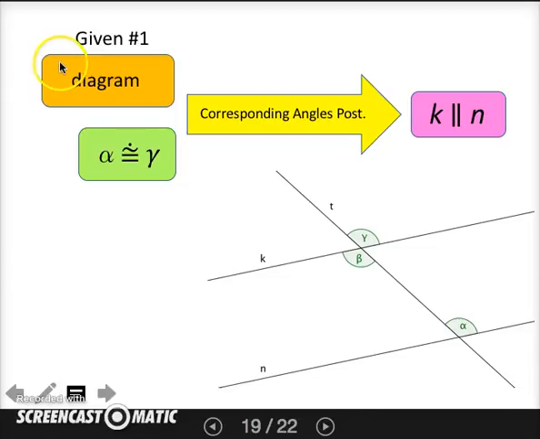Given the diagram, and given that alpha is congruent to gamma, we have the corresponding angles postulate, which we just learned at the beginning of this video, which says that if we have two corresponding angles that are congruent, we can be sure that the two lines are parallel. So by that postulate, I can deduce that line K is parallel to line N. And that was our end goal that we wanted to prove.